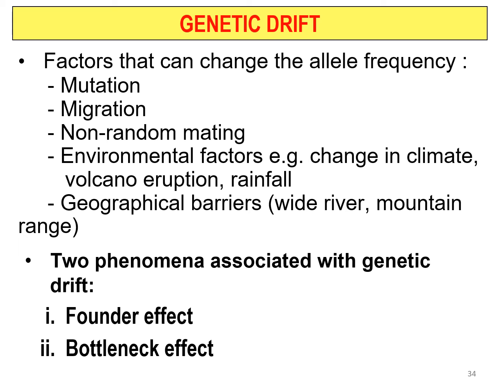Factors that can change the allele frequency such as mutation, migration, non-random mating, environmental factors such as change in climate, volcano eruption, rainfall, geographical barriers. And two phenomena associated with genetic drift are founder effect and bottleneck effect. Okay. Jadi bottleneck effect ni migration ni.